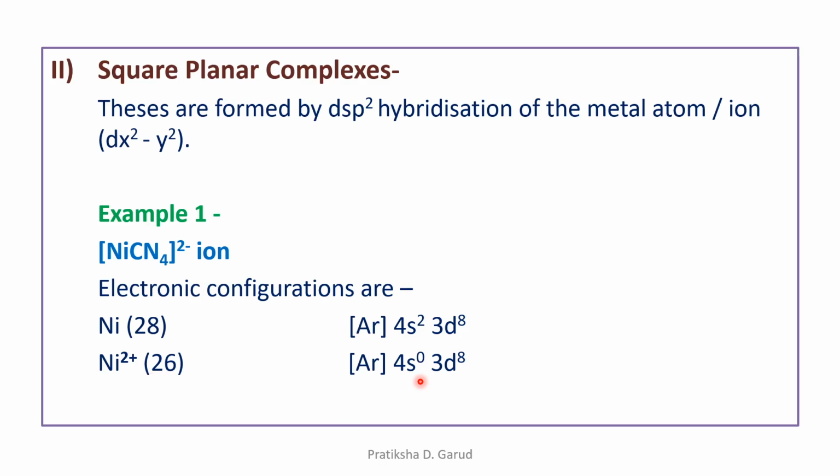So here we have to remove the 2 electrons from the 4s shell. So it becomes argon core 4s0 3d8. So the electronic configuration for this Ni2+ is 4s0 3d8. There are 8 electrons in the 3d atomic orbitals and 0 electrons in the 4s atomic orbital. So let's put these 8 electrons in the box diagram.